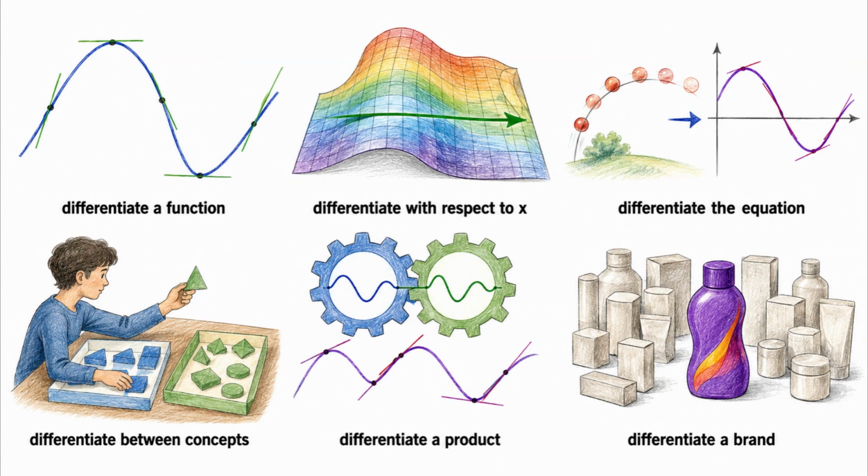Use calculus rules to differentiate a function and find its rate of change. Treat y as a constant when you differentiate with respect to x. We differentiate the equation to obtain a formula for velocity.